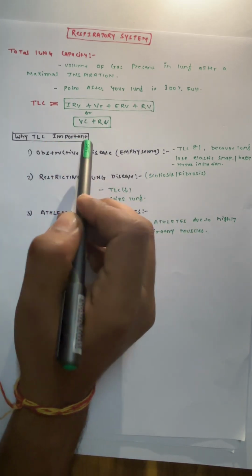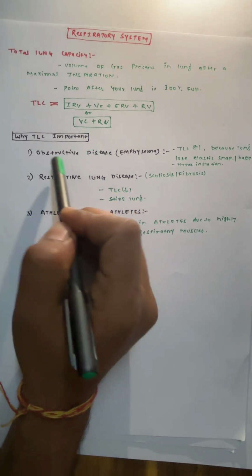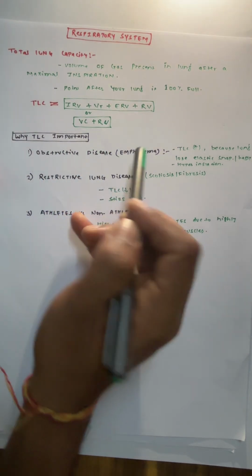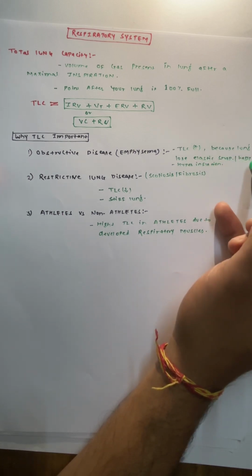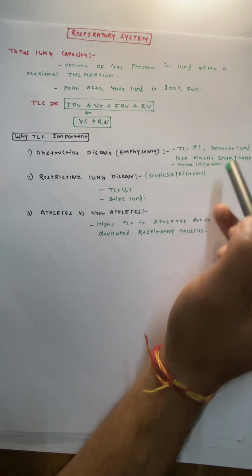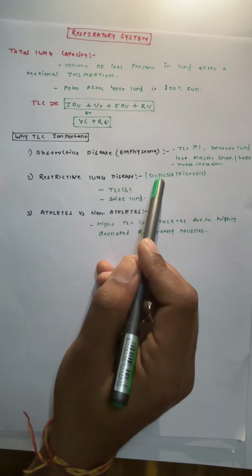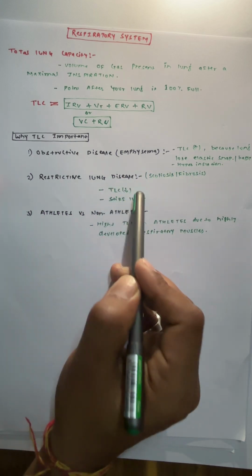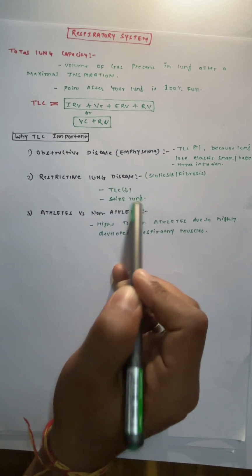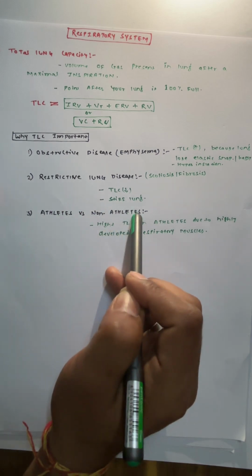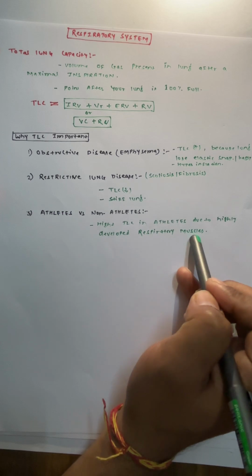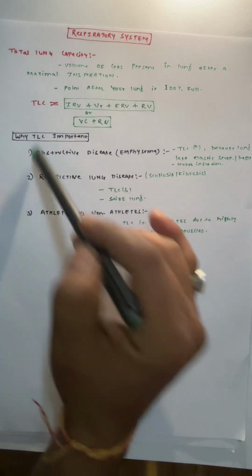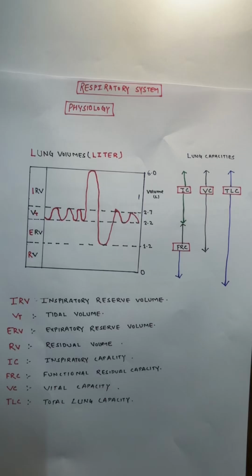Now why is TLC important? In obstructive disease like emphysema, the TLC increases because the lung loses elasticity and becomes baggy or hyperinflated. In restrictive lung disease like scoliosis and fibrosis, TLC decreases because of stiff lungs. In athletes versus non-athletes, TLC is higher in athletes due to highly developed respiratory muscles. So this is all about total lung capacity.